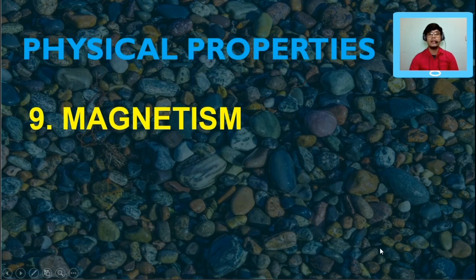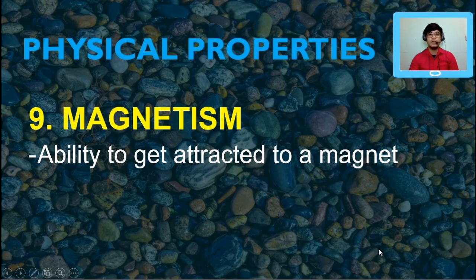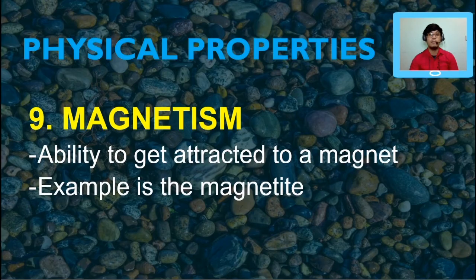Next, number 9 is magnetism. So this is the ability to get attracted to a magnet, and hopefully nung kabataan nyo ay na-train nyo din na may hawak kayong magnet tapos nilagay nyo yan sa buhangin, and then nung tinaas nyo yung magnet na yun, meron kayong nakuha na mga nakadikit sa kanya na parang mga maliliit na magnet. And that ability of that specific mineral to get attracted to a magnet is called magnetism. An example of a mineral under this magnetism is the magnetite.